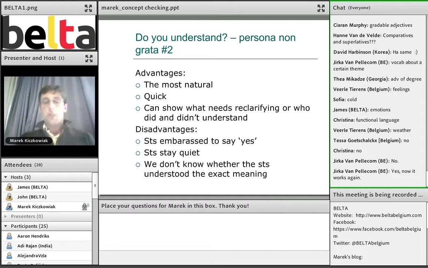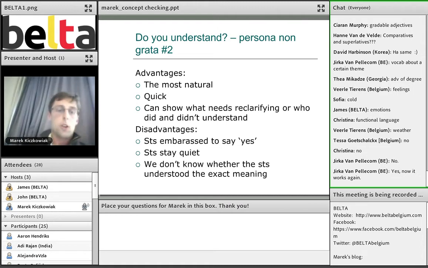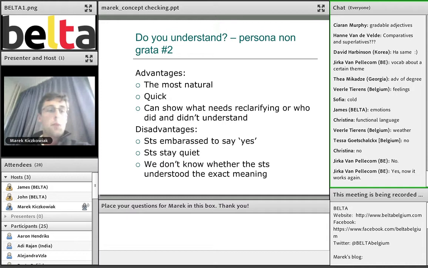So both translation and this question, do you understand, have clear advantages and disadvantages. But with the last 2 slides, I wanted to show you that there is a clear place for them in concept checking and in language teaching in general.